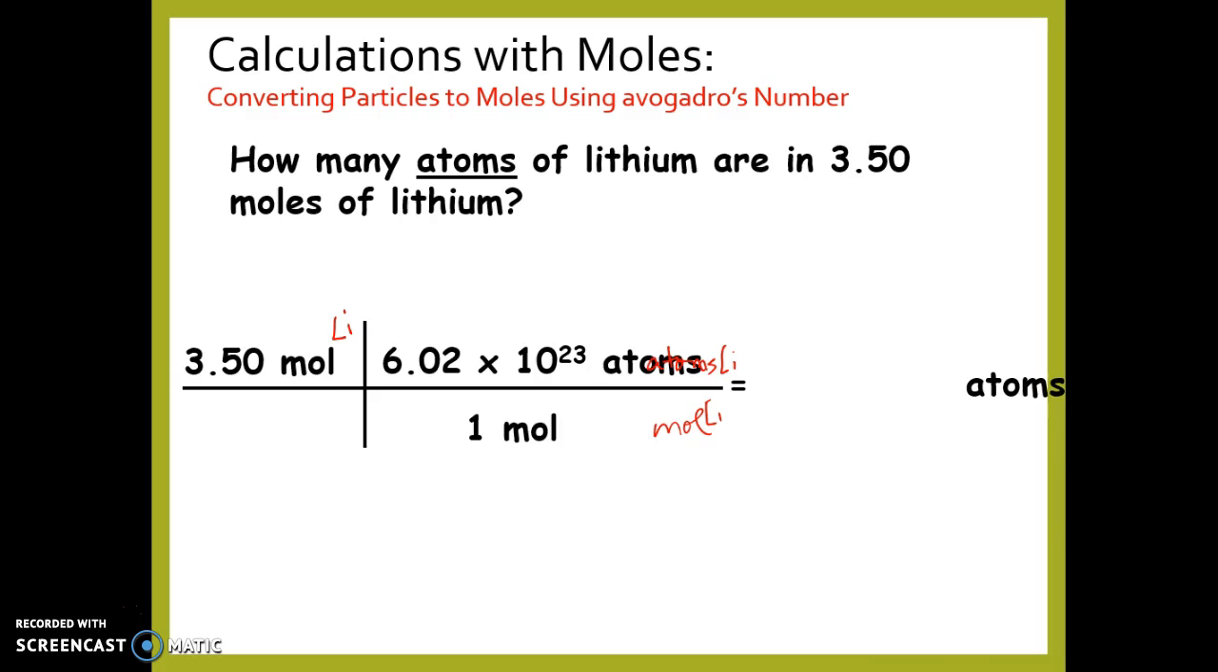So now it just becomes a math problem. We take 3.50 times 6.02 times 10 to the 23rd, divide by 1. Now this is where you need to make sure you know how to use your calculator correctly. If you do not know how to use your calculator correctly, you should probably come in and see me to make sure that we know how to do that. So we get an answer of, first of all, moles cancel out. After we do that, we find the answer of 2.11 times 10 to the 24th.